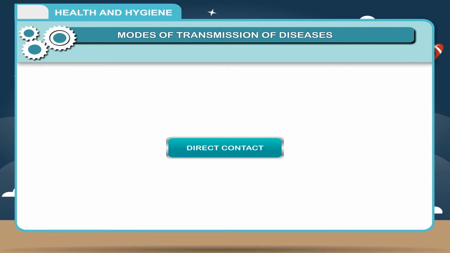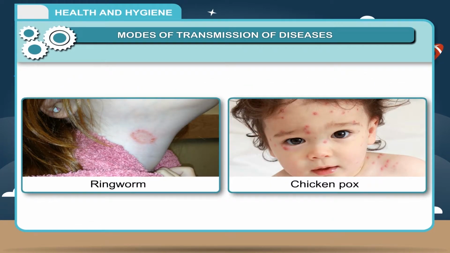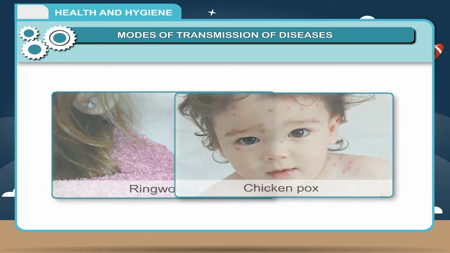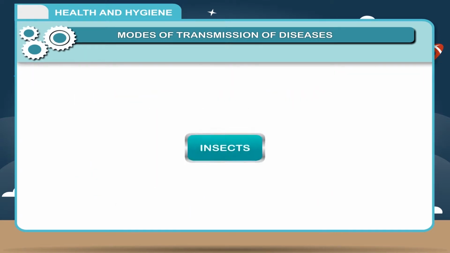Direct contact. Diseases like ringworm, chickenpox, etc. spread through direct contact. If a healthy person uses clothes or other things of an infected person, he or she may get infected by the disease.